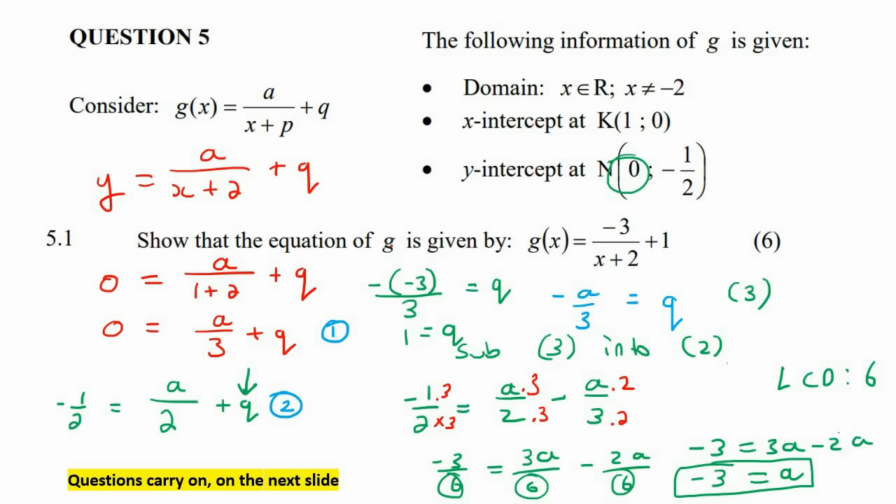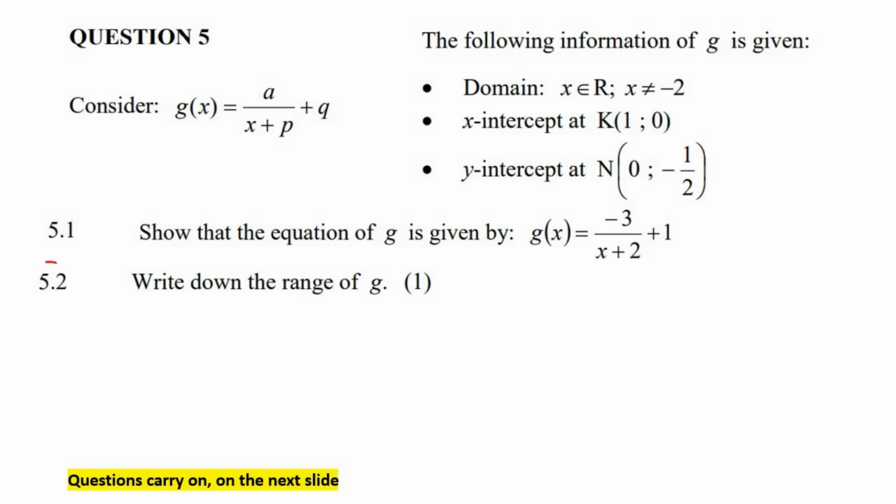Now we can plug our a and our q in, and we end up with y equals negative 3 over x plus 2, plus 1. And that is exactly what they have over here. So well done, guys. Now the question carries on. The next part says, write down the range.